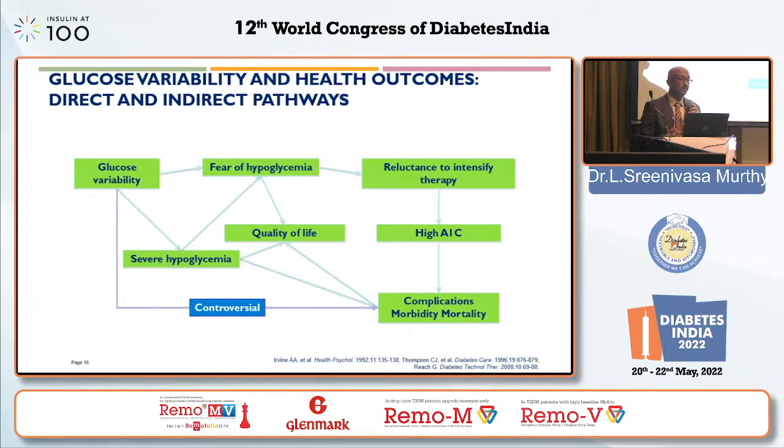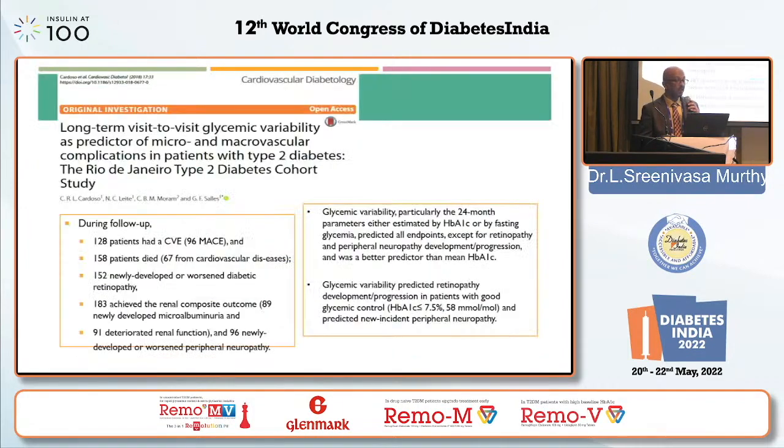And of course, the glycemic variability will comprise all these interconnected issues in our routine clinical practice, starting from the fear of hypoglycemia, the high A1Cs, reluctance to intensify, the clinical inertia from both the doctors and the patients, and the complications associated with this reluctance, and severe hypoglycemia. All this will lead on to this.